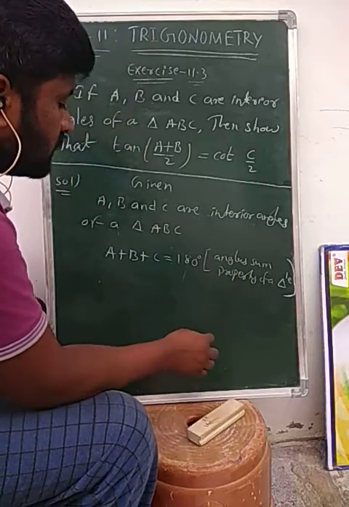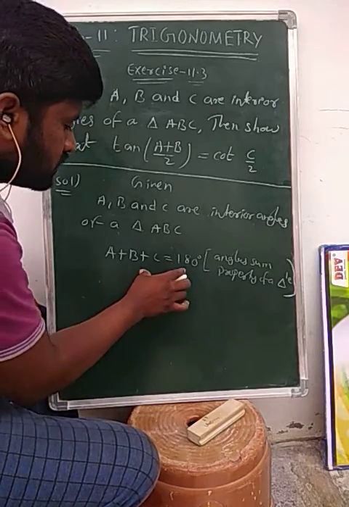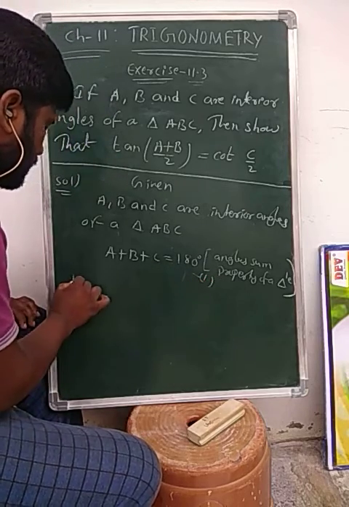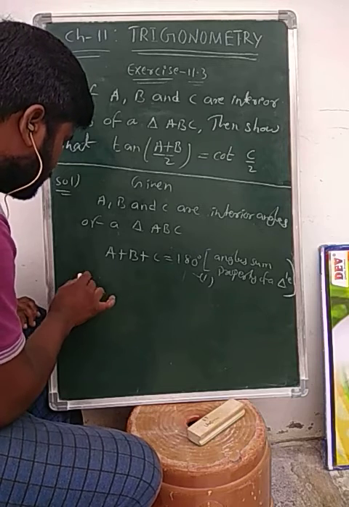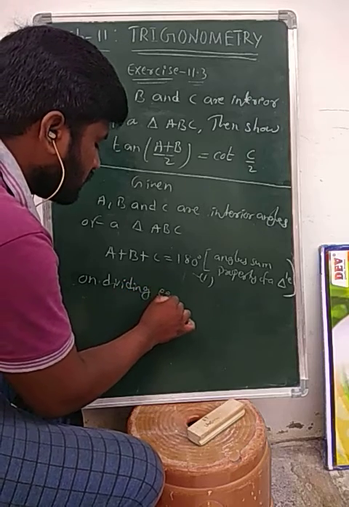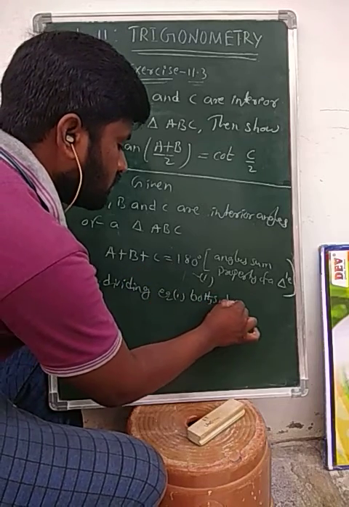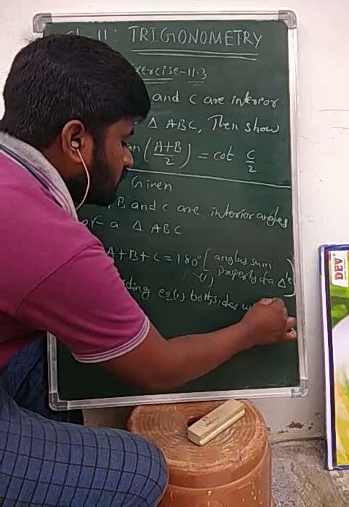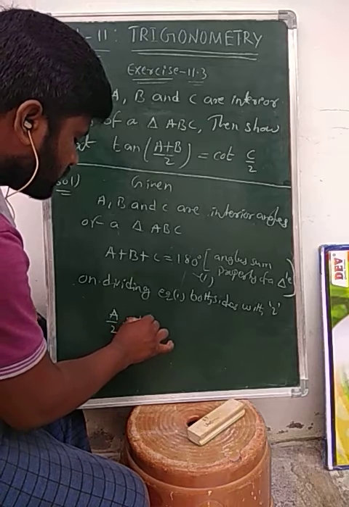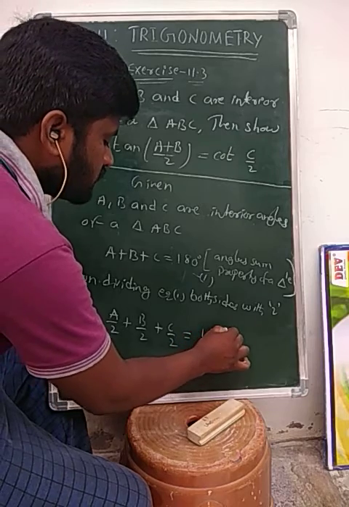Okay, now what I am doing, dividing each term. On dividing the above equation, this is equation 1, both sides, that is LHS side and RHS side, both sides we have to divide with 2. Then that is nothing but A by 2 plus B by 2 plus C by 2 is equal to 180 degrees by 2.